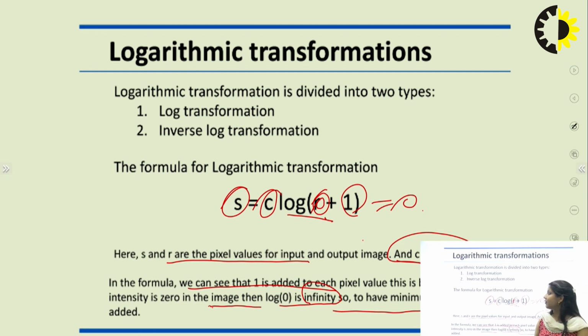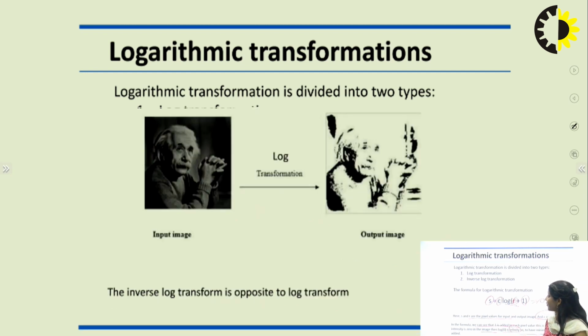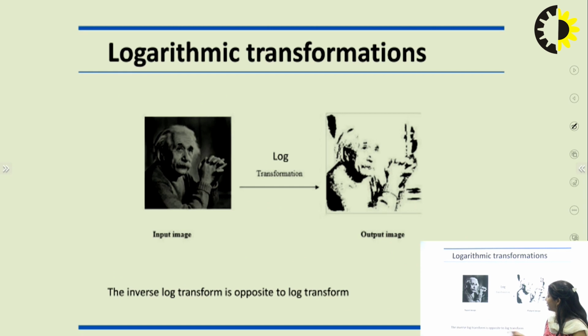Fine. So this is called log transformation. So this is the outcome of this image. We have the input image, and when we apply log transformation, we get this output image. Here we can see the contrast is more. When this image is dull and we apply the log transformation on it, we get the final image, and this image has a high contrast value.